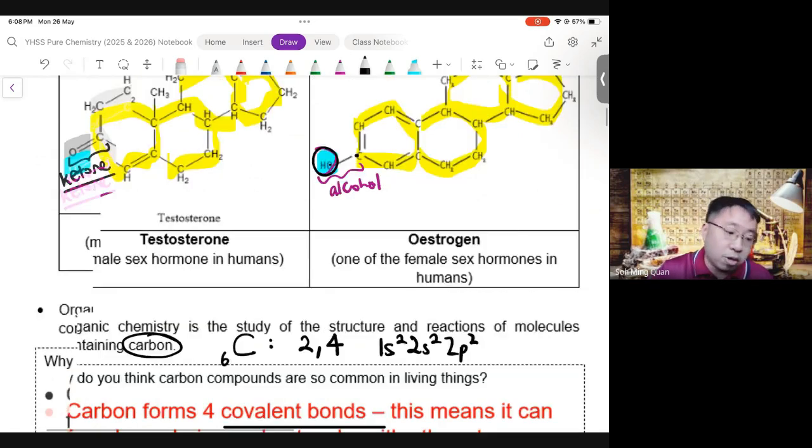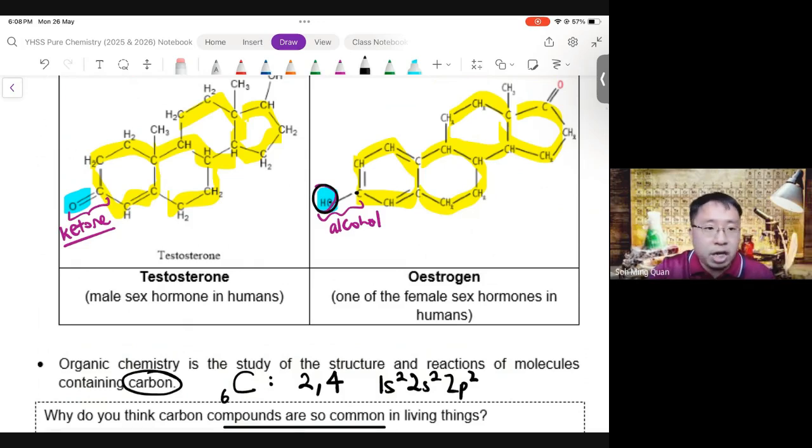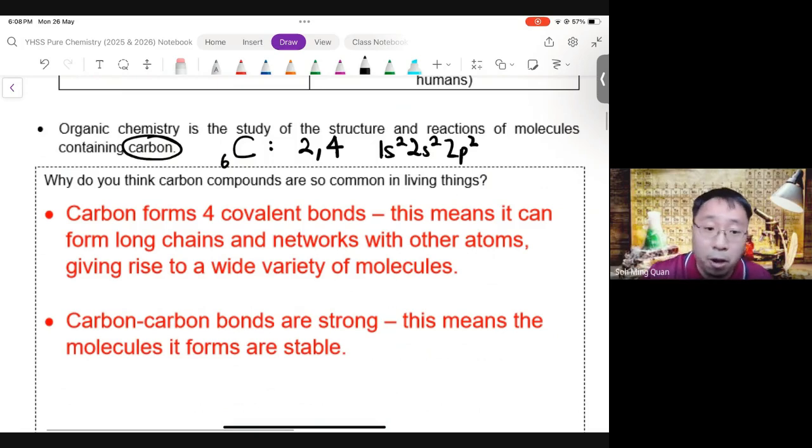So you can go and count later in testosterone, estrogen. If you just look at carbon and count, there are 4 bonds around it. Confirm there are 4 bonds around the carbon. All right? 4 bonds is a lot.